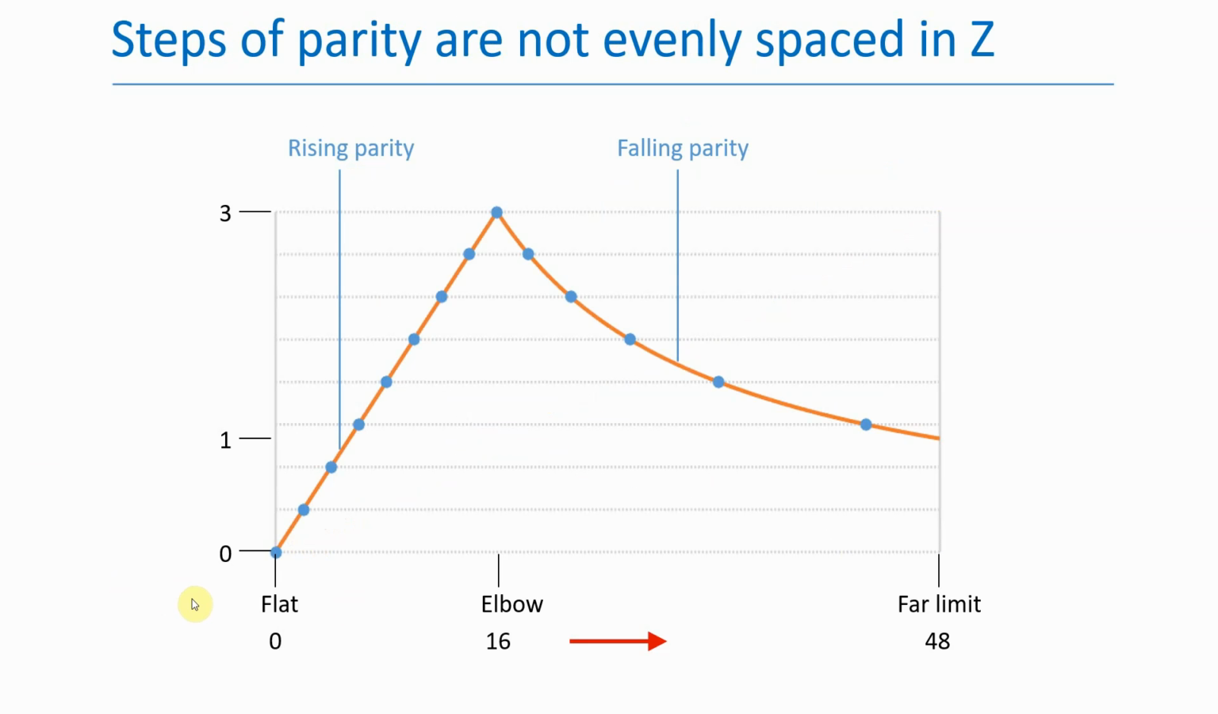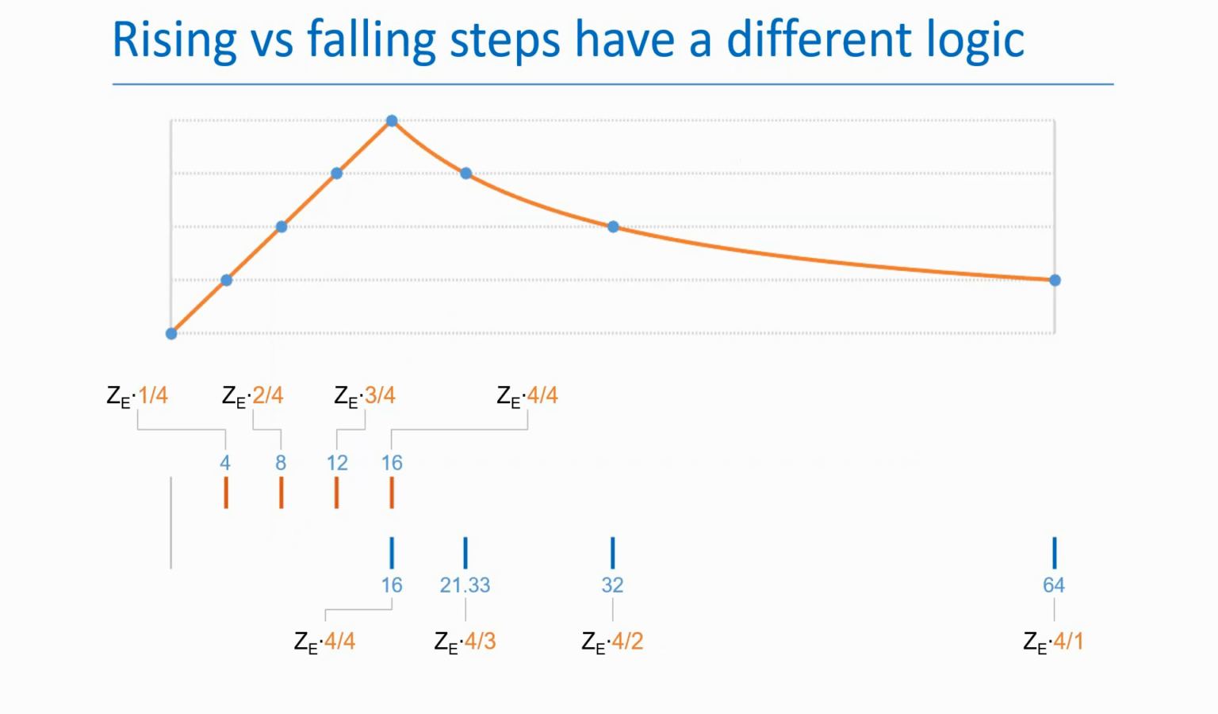Up to the elbow, the steps are just like in the lensed balanced beam. Even steps of provolution are also evenly spaced in z. But the shape of the falling parity curve is different, so even steps of provolution are not evenly spaced in z. The logic of rising steps is different from the logic of falling steps.